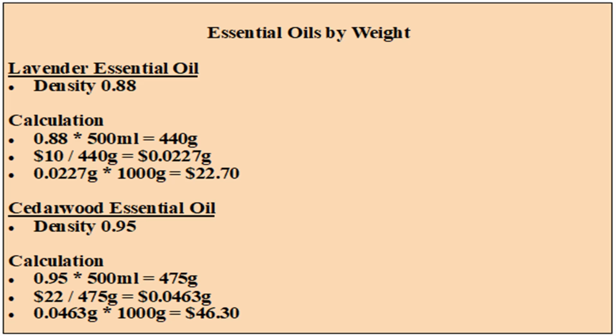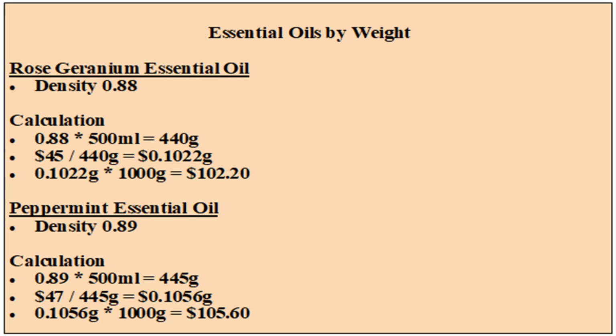Cedarwood essential oil has a density of 0.95, and when you times that by 500, it's 475 grams. Let's say we paid $22. 22 divided by 475 is 0.0463, and we times that by 1,000 grams, it's $46.30. So the last two examples are rose geranium essential oil and peppermint essential oil, and density of rose geranium is 0.88 and the density of peppermint essential oil is 0.89. So this is just a quick way of how to calculate the cost.